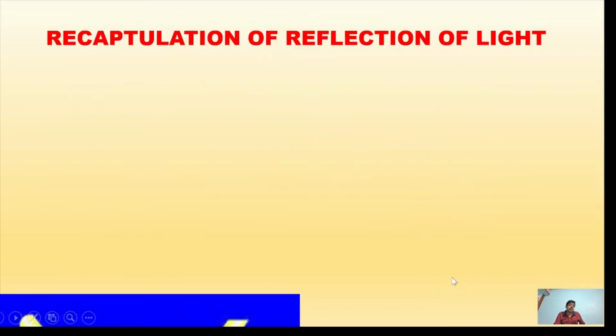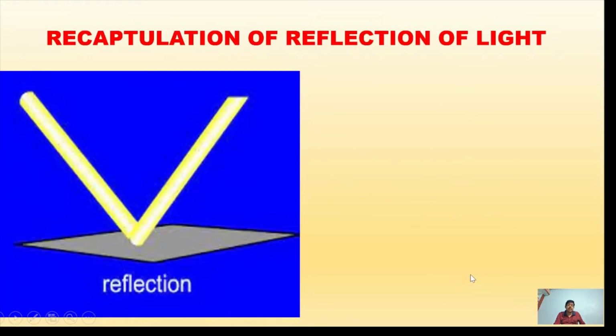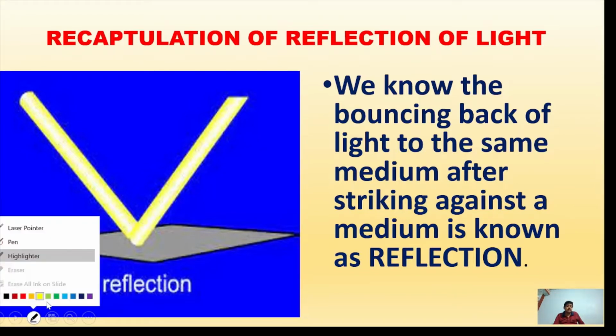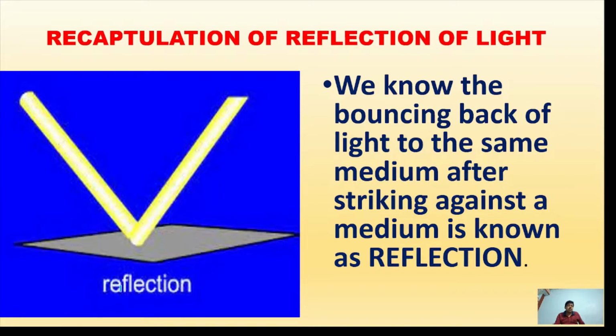Let's start. Recapitulation of the reflection of light. A reflection of light, all of you know. Understand? So we know that the bouncing back of light to the same medium after striking against a medium is known as reflection. This is known as what?